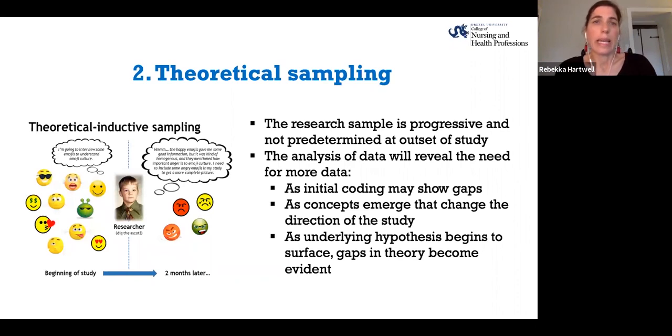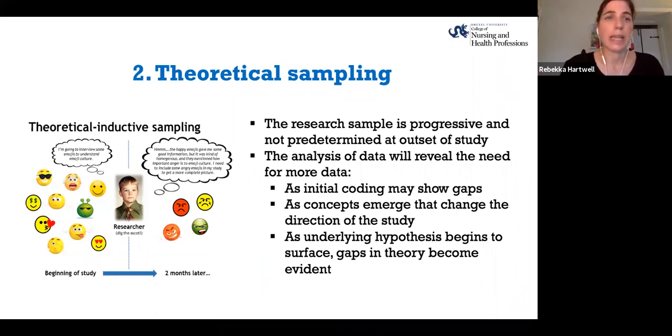The second thing that all grounded theory studies have in common is theoretical sampling. That simply means that you don't know from the beginning how many participants you will need. So it can happen in a few phases. Maybe the data is analyzed in the beginning, even in the initial coding, and there are gaps that become noticeable right away.